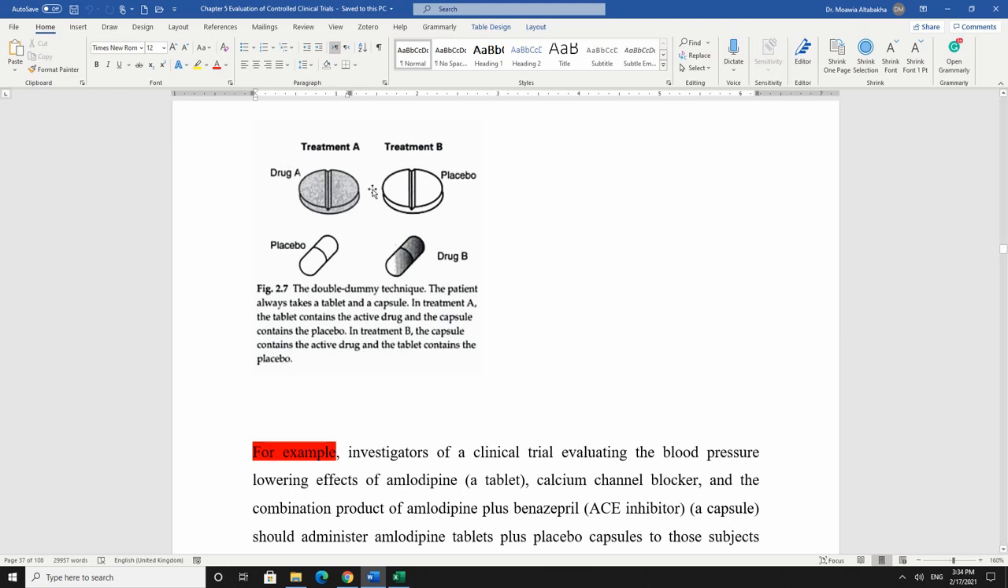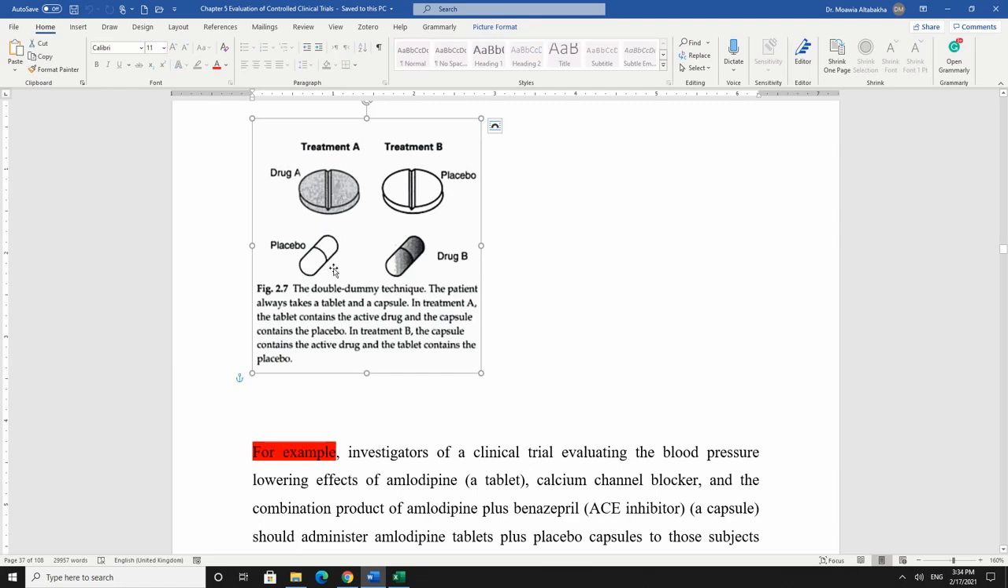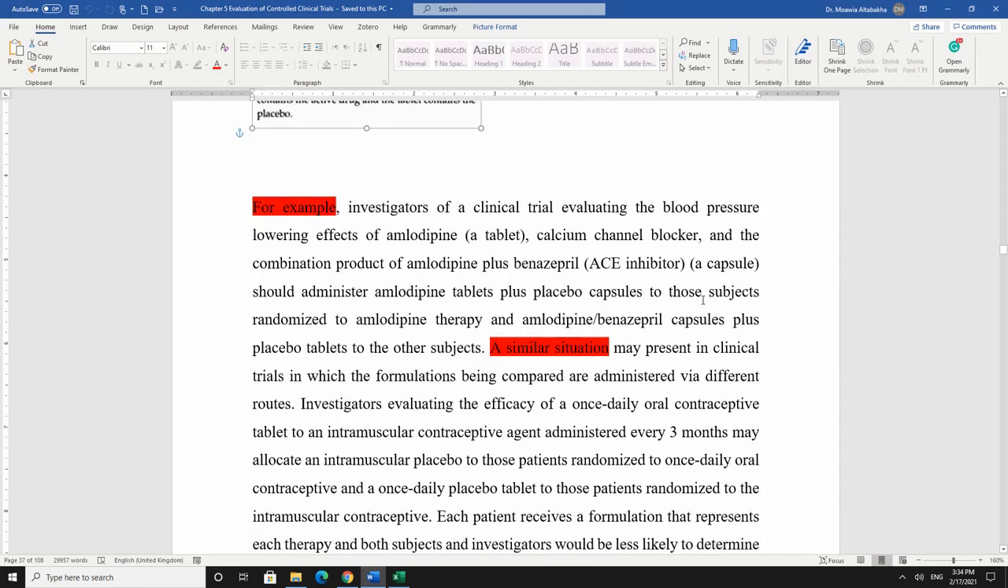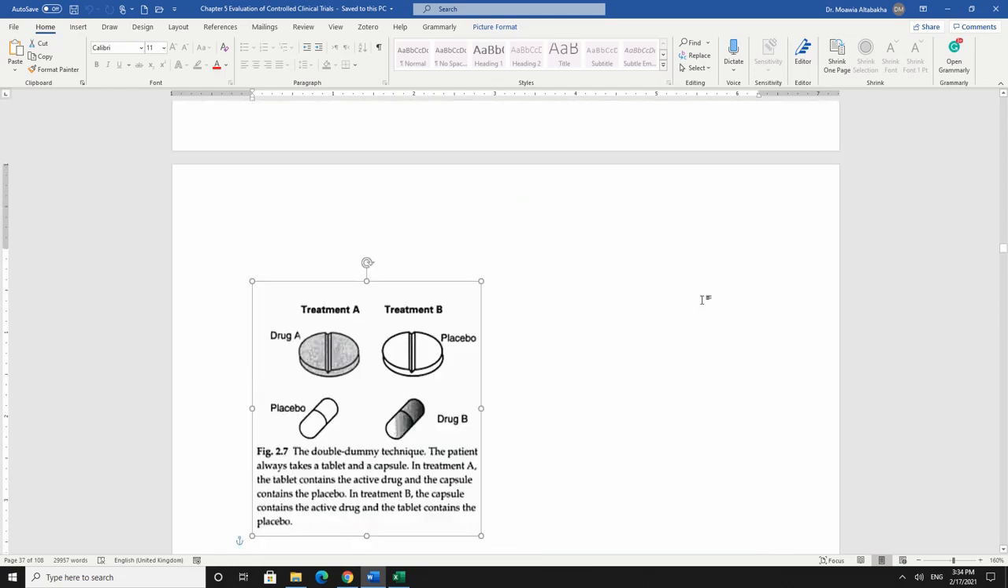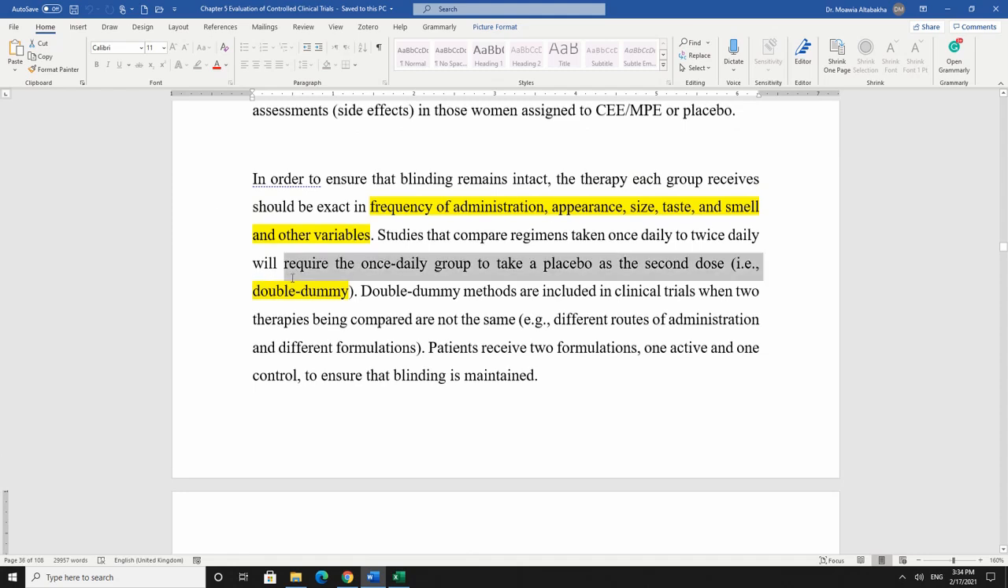Well, what we will do is for the person who's taking medication A, I will give him a placebo capsule. And for the patient who's taking medication B as a capsule, I will give him a placebo tablet. And what is this process called? It's called the double dummy technique. See, in this one I gave a dummy, and in this one I gave a dummy. So we refer to it as the double dummy technique.